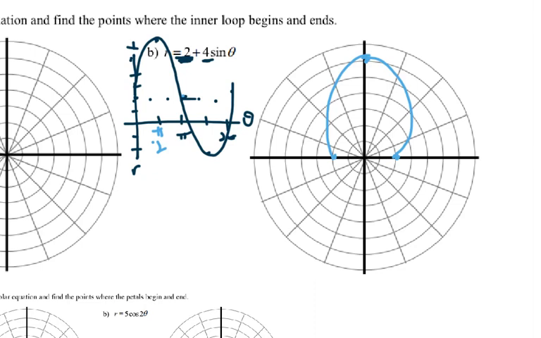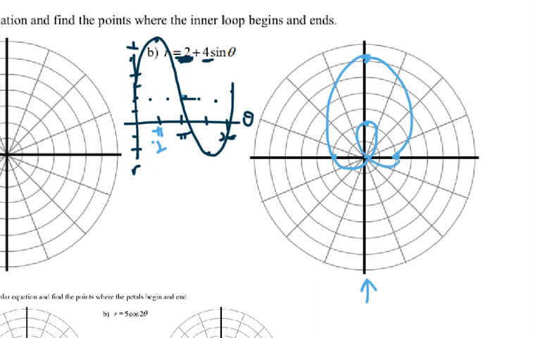Then here we get to have fun. We get to go negative. So at angle measure 3 pi over 2, which is this location, we're at a negative 2. So that means that we are up here at a negative 2. So we go up here, and then we're going to come back out.